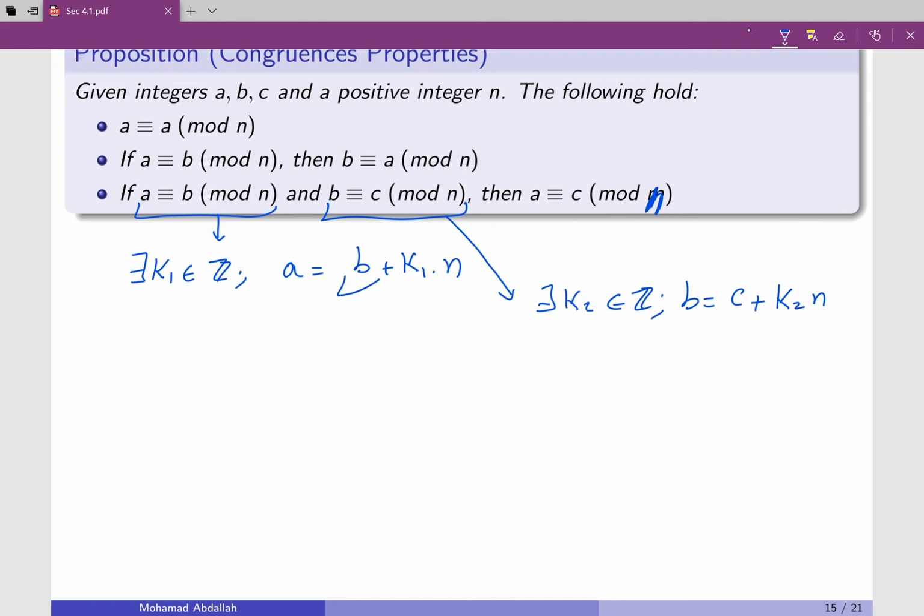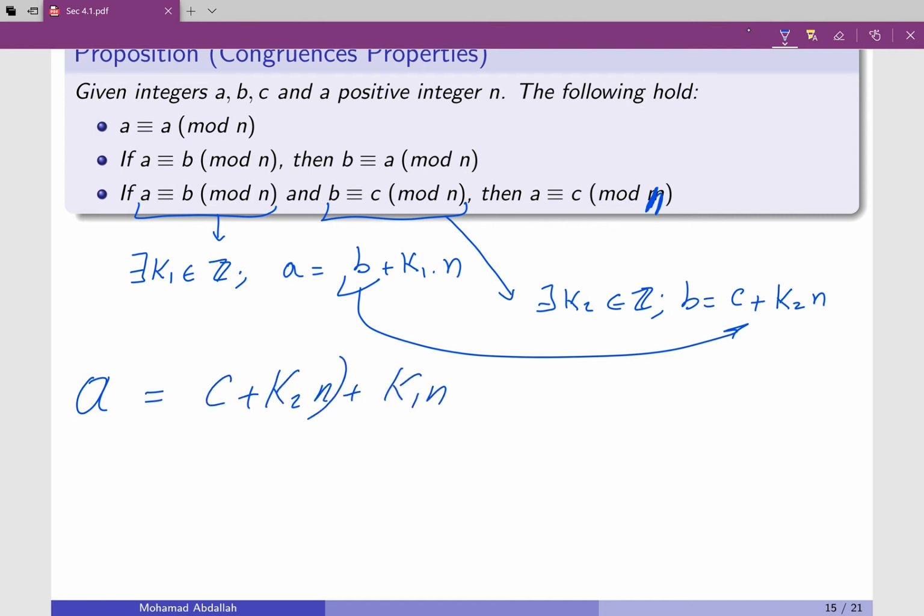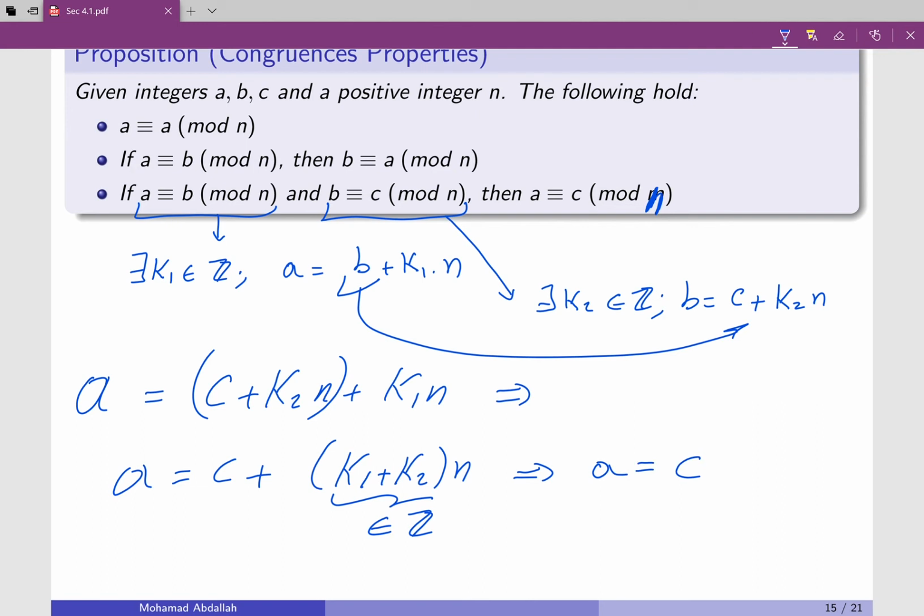Well, why don't we replace B by this quantity? So instead of writing B, I write C plus K2n, and I have the K1n here. That means that A is equal to C plus (K1 plus K2)n. And I know that this is an integer. You can call it K. So this is A equals C plus Kn, and that's equivalent to what I need to prove, that A is congruent to C mod n.